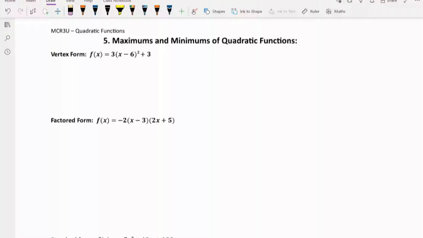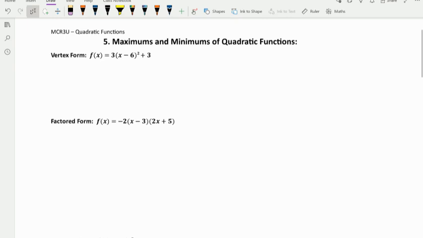Welcome to lesson 5 of the quadratic function. We are learning about the max and min of quadratic functions. So just to recall, there's 3 different forms of quadratic functions. We're going to use each of them and find the max and min. So first one is the vertex. Vertex form gives you the vertex.